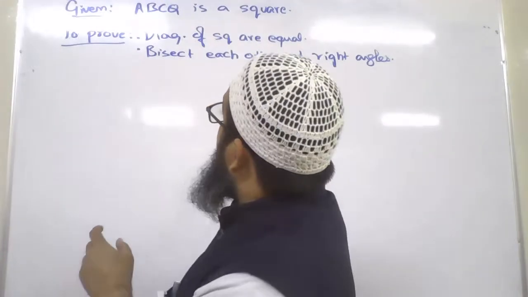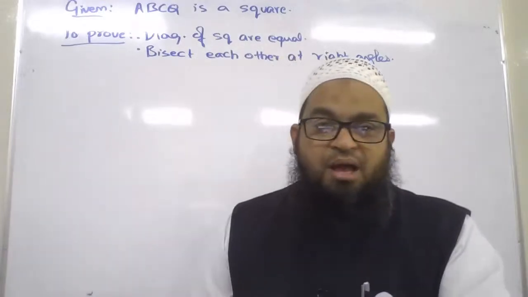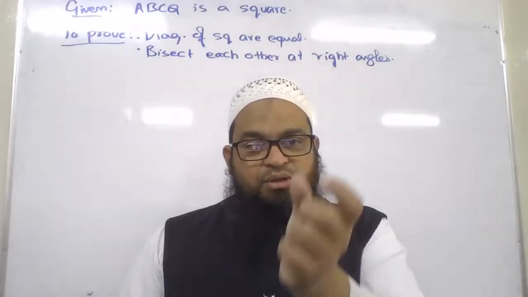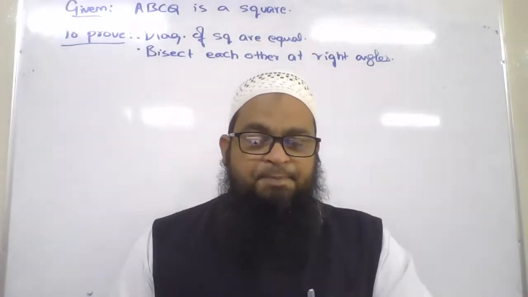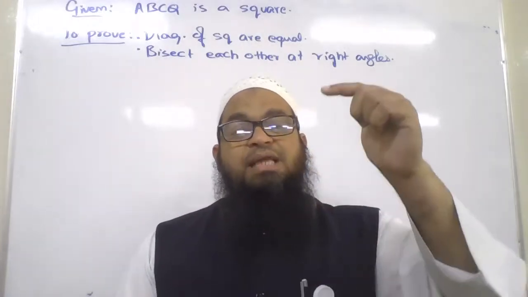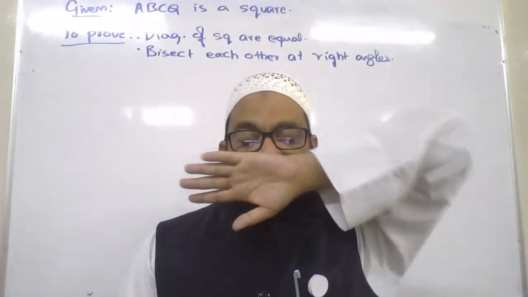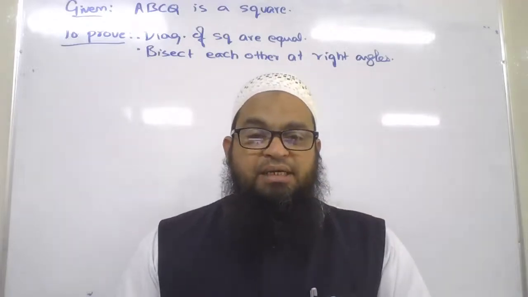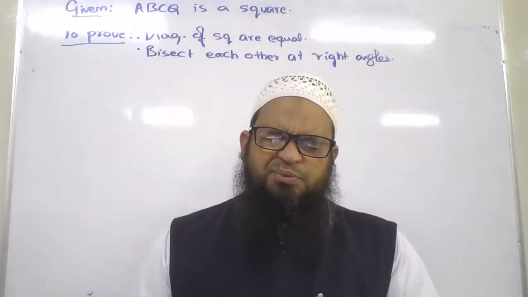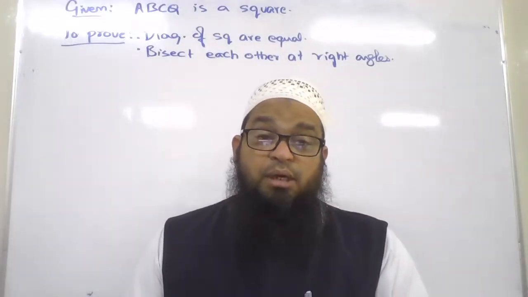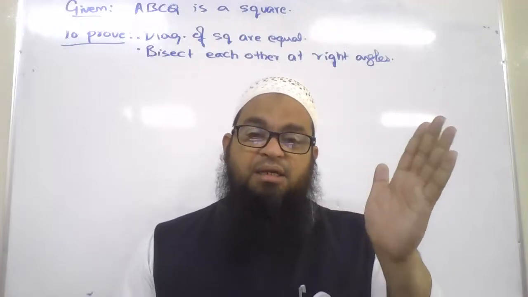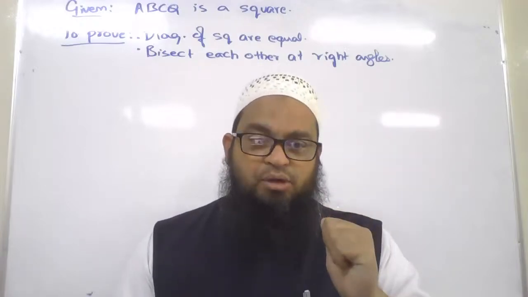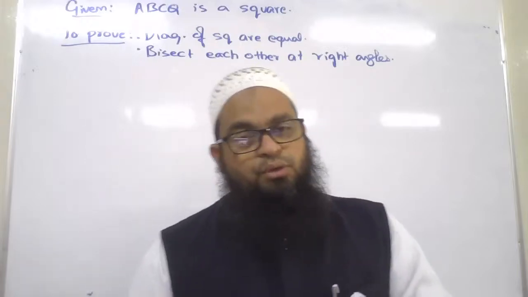So that means whenever we take a square, you can automatically take AB is equal to BC is equal to CD is equal to AD. And also you can take that the angle between two adjacent sides is equal to 90 degrees. You can take all this also.